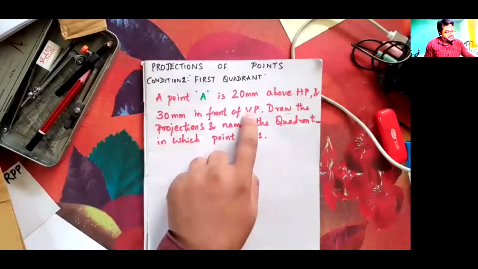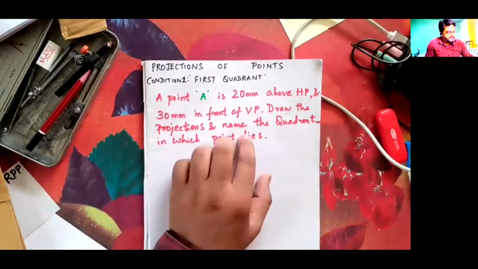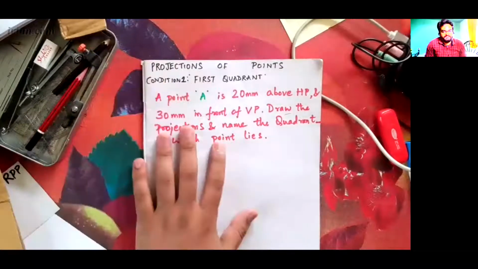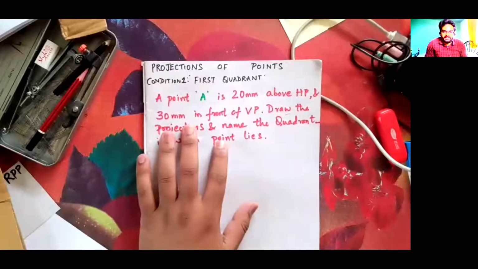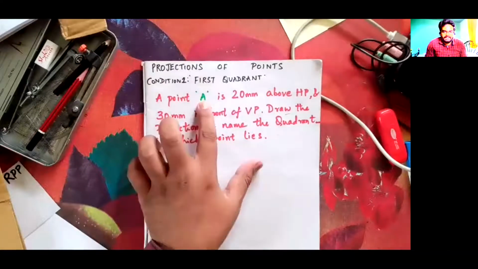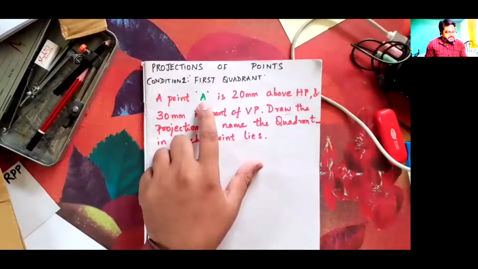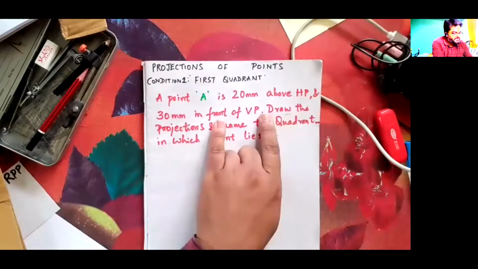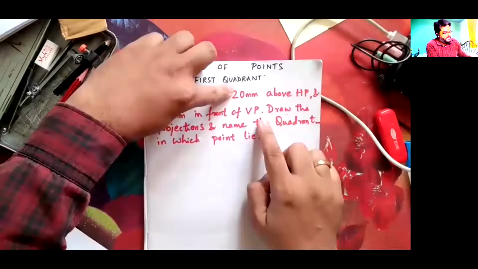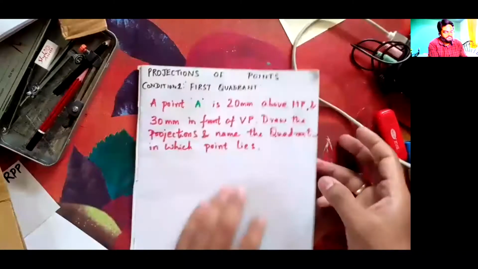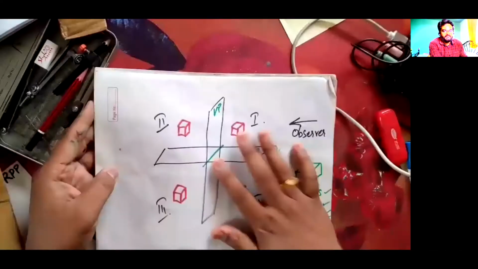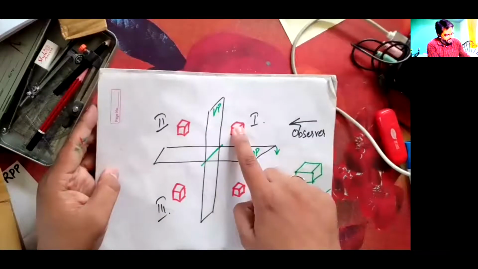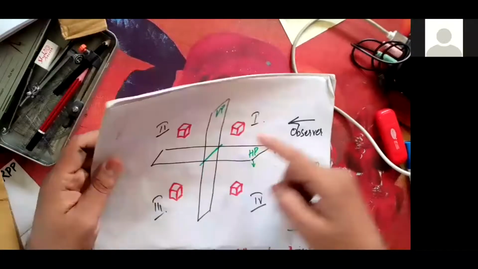Now forget about this title. Now just read the problem. I told you we are starting straight away with projections of points. So a point has got a particular name. I'm giving it a name as A and it is 20 mm above HP and 30 mm in front of VP. If you read this, 20 mm above HP and 30 mm in front of VP, you need to imagine this quadrant. Which quadrant? First quadrant. Obviously, it is in first quadrant.